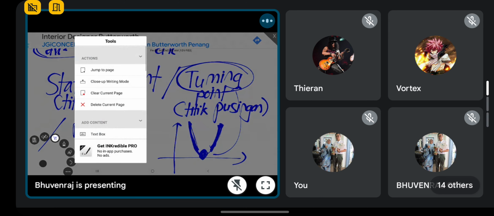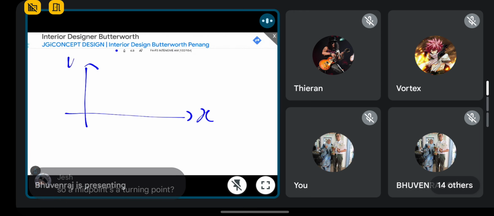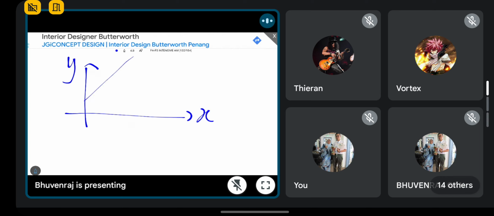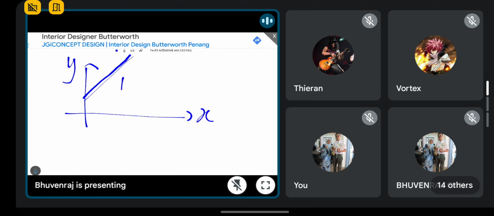Saya tanya soalan. Let's say I got a graph like this. X and Y. What type of graph is this, guys? Jenis apa ni? What kind of graph is this? So a midpoint, a turning point. Midpoint of what? Oh, you mean the quadratic? Doesn't mean usually. Yes, correct, Zachi. Linear. Okay, this is a linear graph.